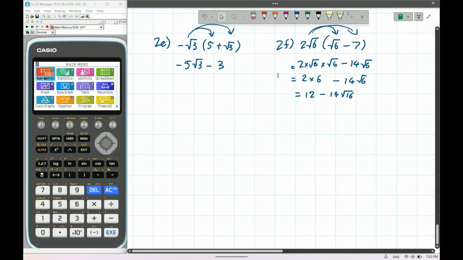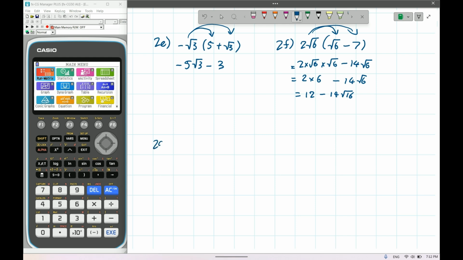Okay. Now let's look at 2g. Negative root 8, root 8 minus 5. So the same kind of thing. This will become negative. So square root 8 times square root 8 will just be positive 8. Well, sorry, it will just be 8. And then 2 negatives will make a plus 5 root 8.